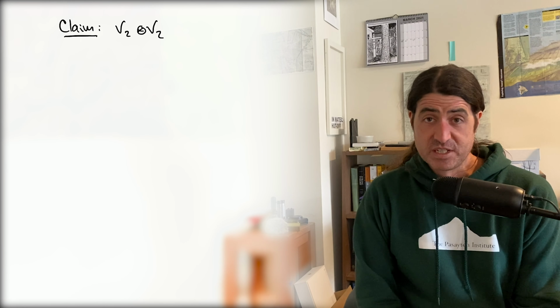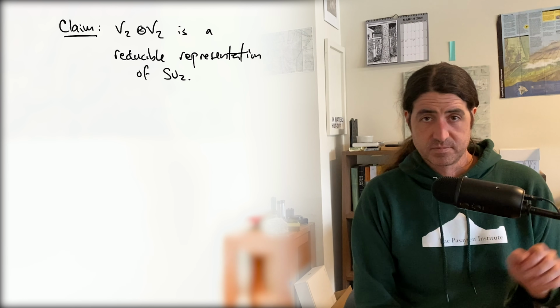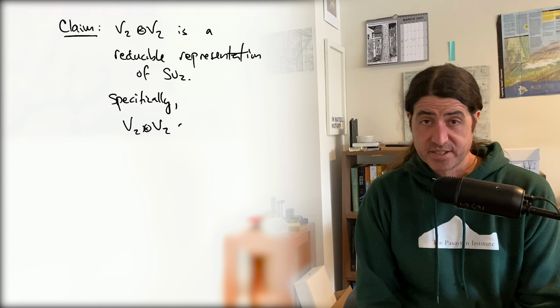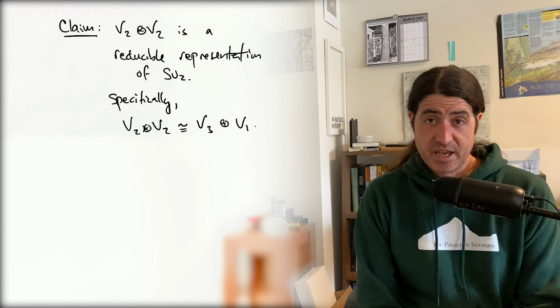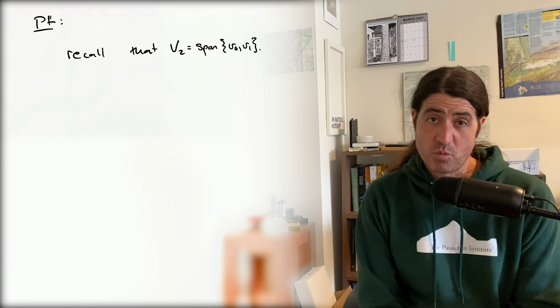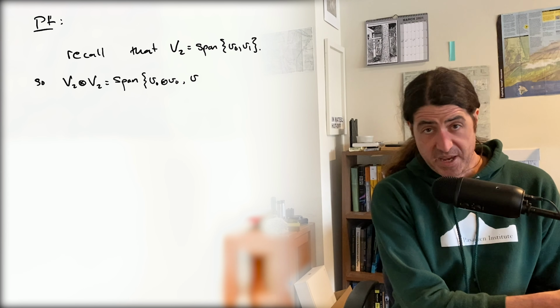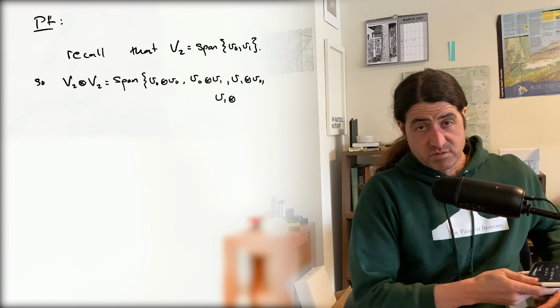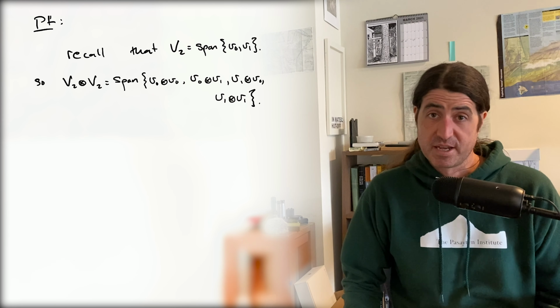So our big claim for today is that the tensor product of V2 times V2 is going to be a reducible representation of SU2. Specifically, it's going to be the direct sum of two irreducible representations of SU2, namely V3 and V1. Proof. Recall that V2 is given by the span of two orthonormal elements, V0 and V1. So the tensor product of V2 times V2 is given by the span of the products V0 times V0, V1 times V0, V0 times V1, and V1 times V1.